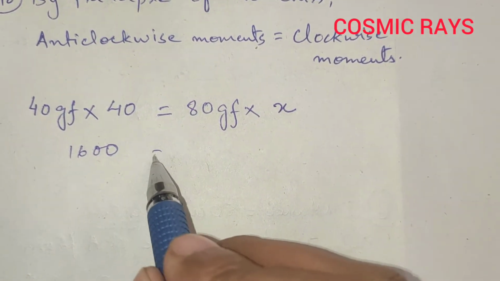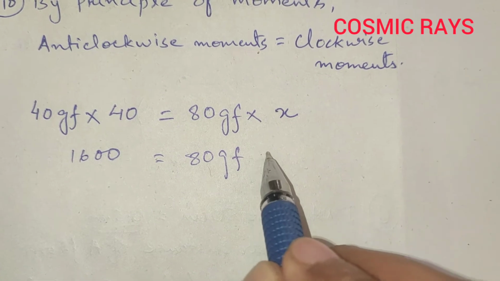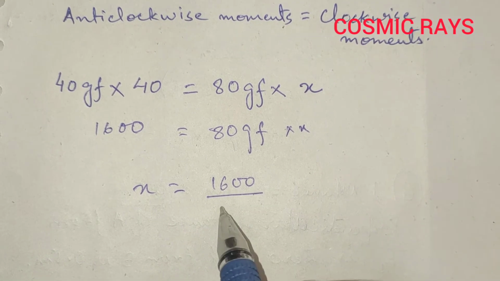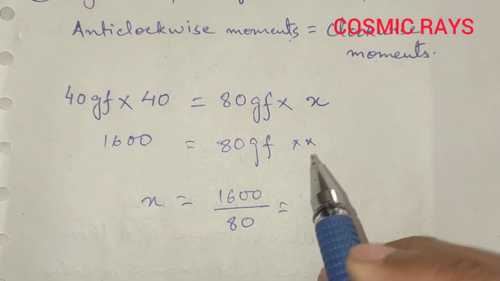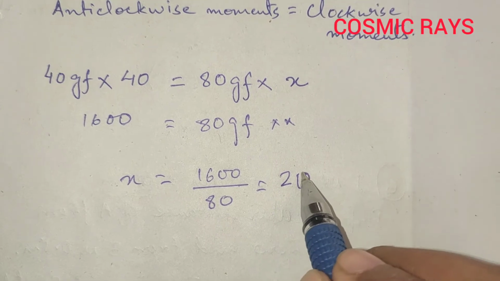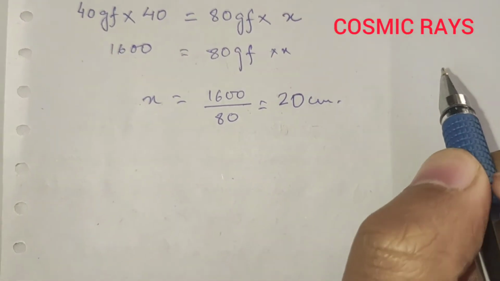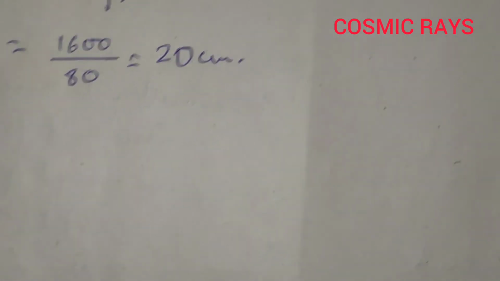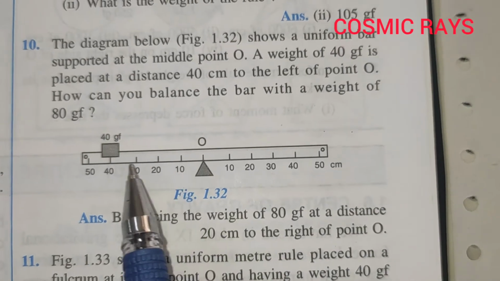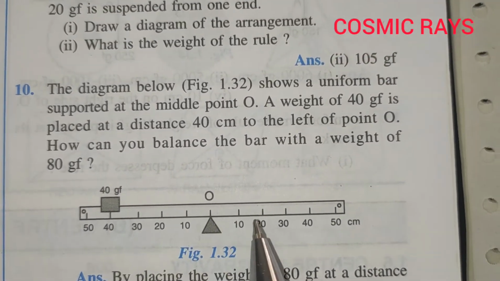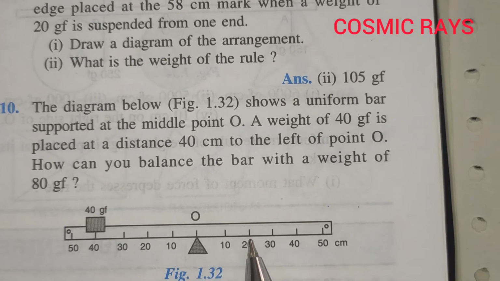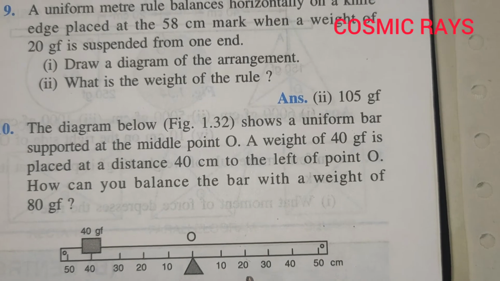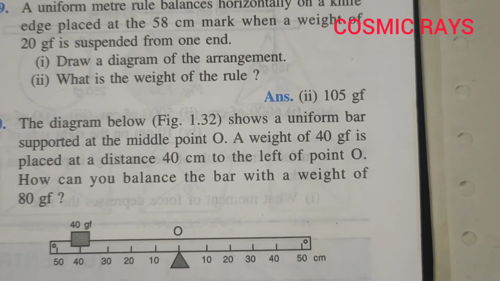1600 equals 80 GF into X, or X is equal to 1600 divided by 80, that is 20 centimeter. So if we place the weight of 80 GF at a distance of 20 centimeter, now this weight has been placed to the left, so we will place the weight at 20 centimeter here. At this point we will place a weight of 80 GF. That will balance this bar.